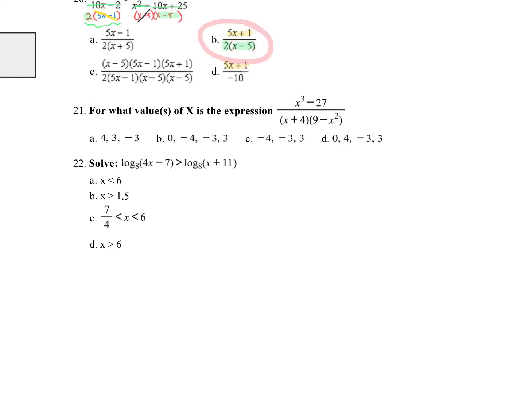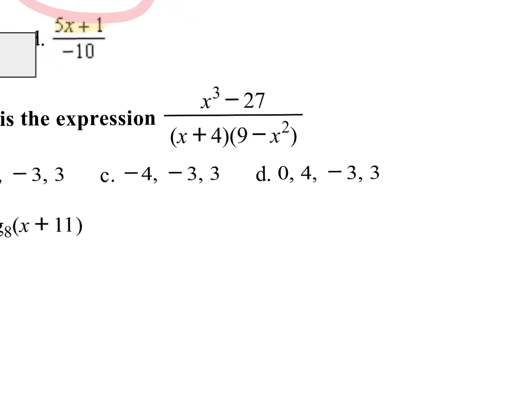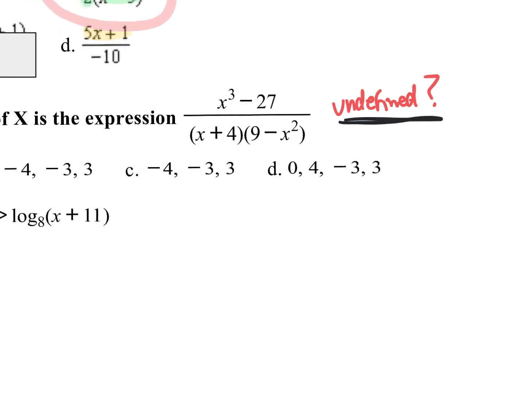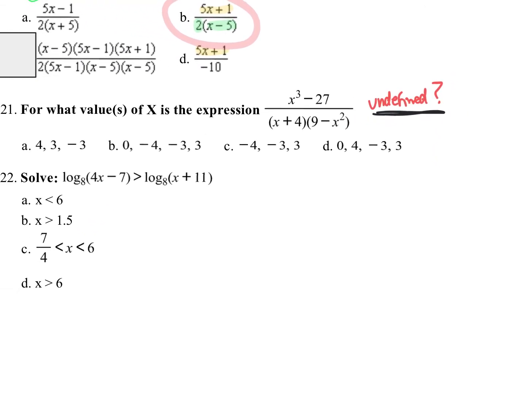Okay, on number 21, I'm assuming there's a typo because it says for what values of x is the expression, bleh, there's nothing there. What's happening? Okay, I'm assuming it's saying for what values is this expression undefined? I hope that's the case. For what values is this expression undefined? Well, what would make this undefined? A negative 4 would make this undefined, right?